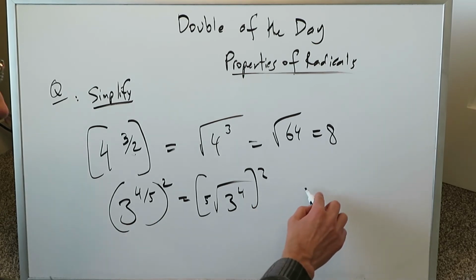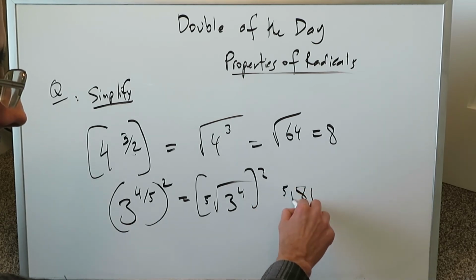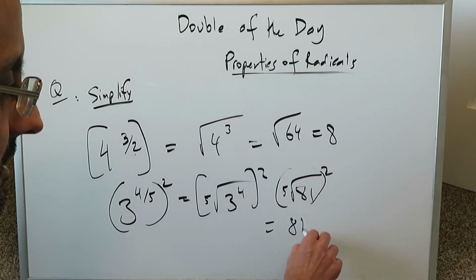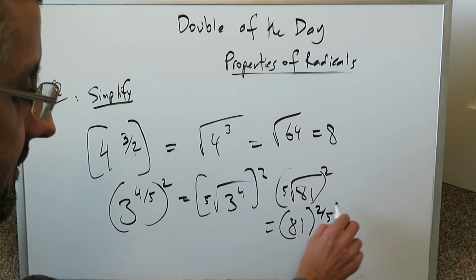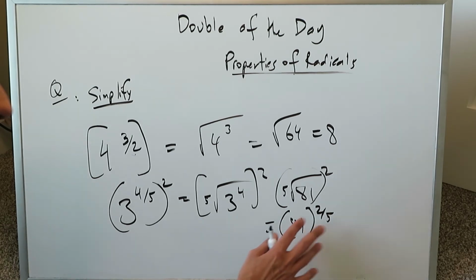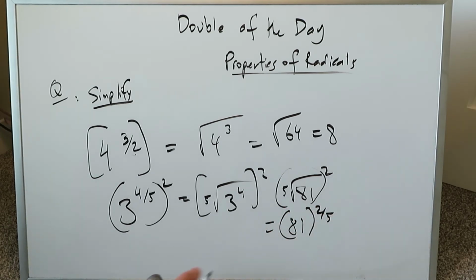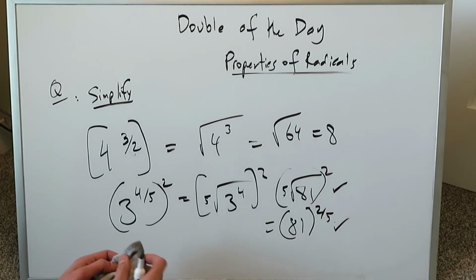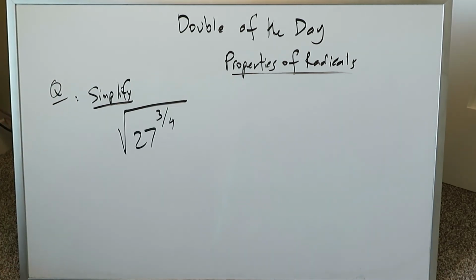3 to the power of 4 is really 81. 81 to the 5th root, and you have a 2 sitting outside. This is no different than saying 81 to the power of 2 over 5. There's nothing more you could do with this, and this question would stand as is. 81 to the power of 2 over 5, you can either write it in this form or you can write it in this form.